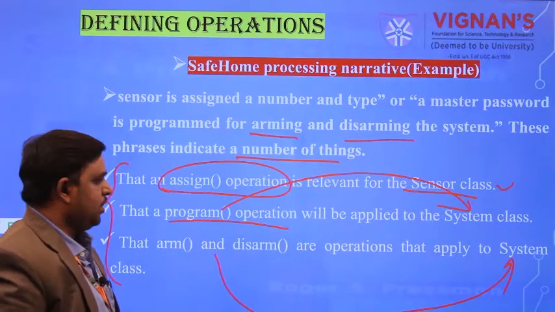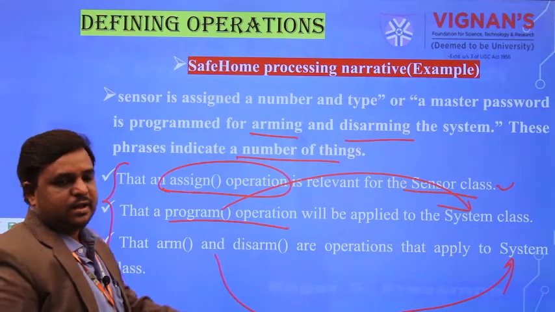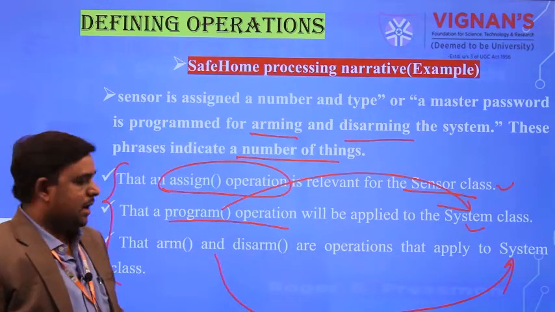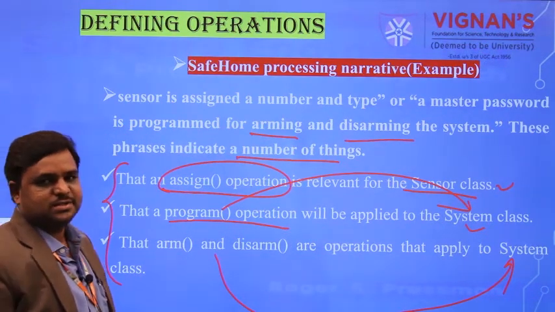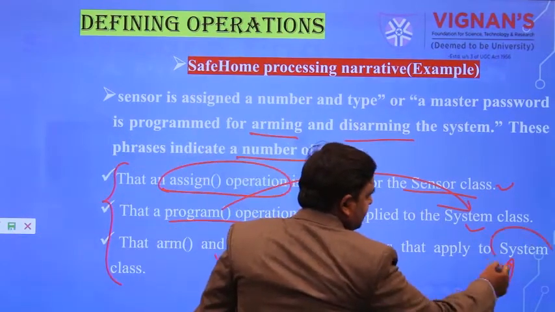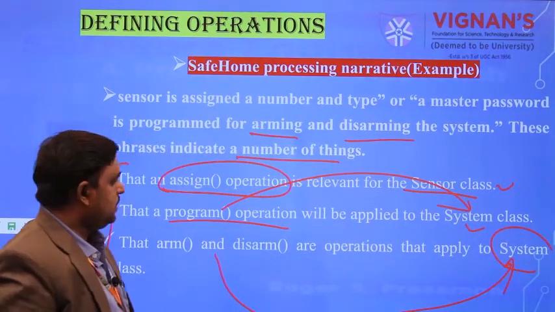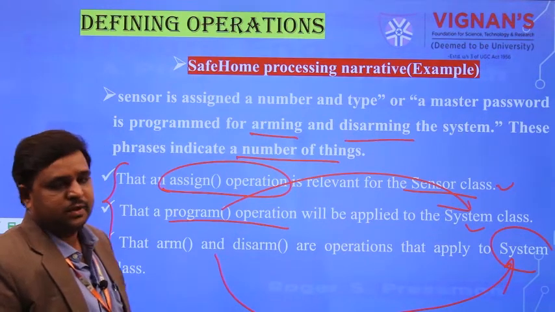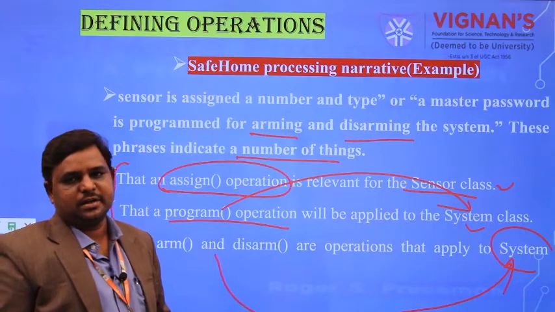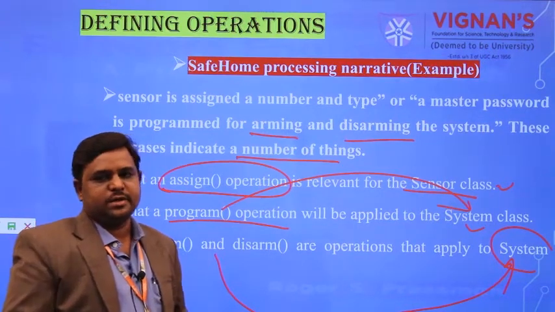And next one, program operation. Program operation is obviously related to the system class. And next one, arm and disarm, that is activation and deactivation, that is also related to the system class. Okay. So here in SafeHome, these are the operations which we are going to perform on different classes where the data is going to be changed.